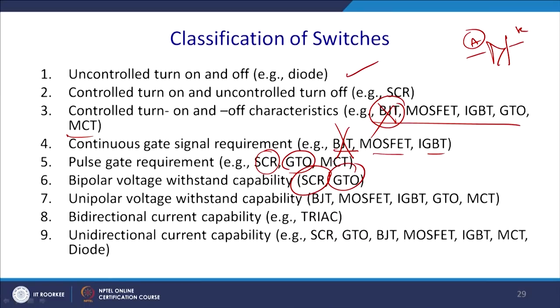We will come to this a little later: MOSFETs come with a body diode, so for this reason they do not have bipolar withstanding capability. Unipolar voltage withstanding capability is in BJT, MOSFET, IGBT, GTO, MCT. So if you require unipolar voltage blocking, then you have plenty of choice. And if you want bidirectional current capability, then you have to use a TRIAC, or we will show a different configuration, the matrix converter.